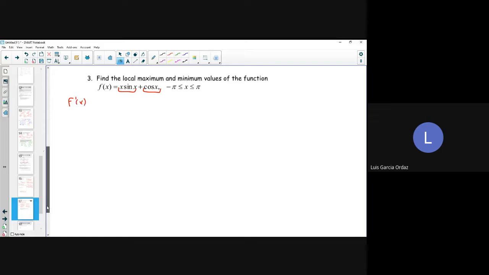So f prime of x is equal to 1 times sine x plus x times the derivative of sine x, which is cos of x, plus the derivative of cos of x, which is negative sine x. Which means my sine x terms cancel out, which means I'm left with x times cos of x, and I need to set my derivative equal to 0.